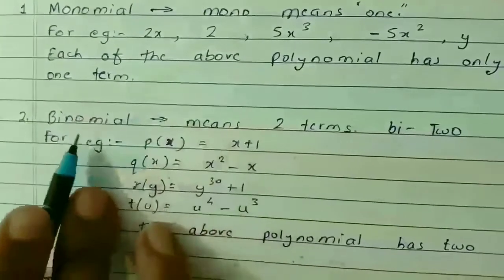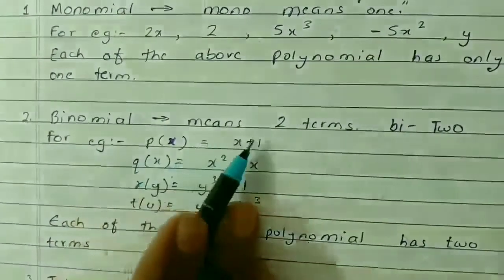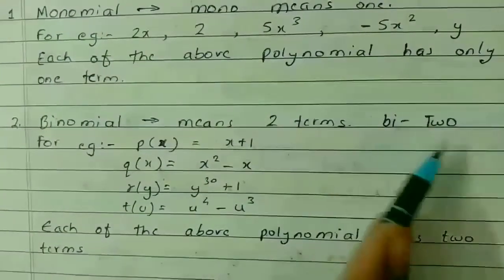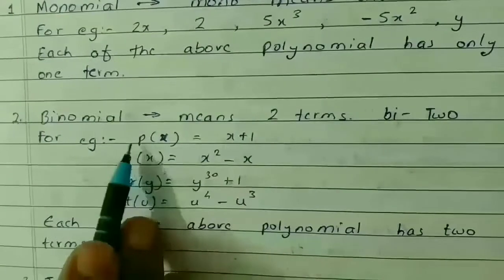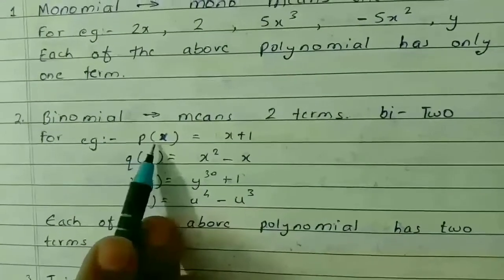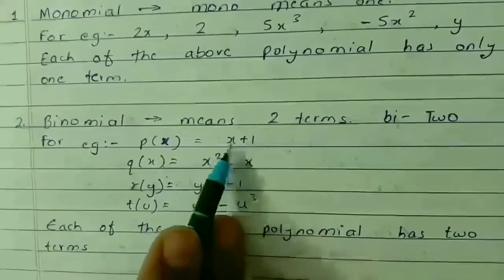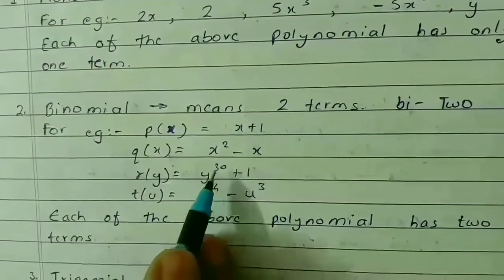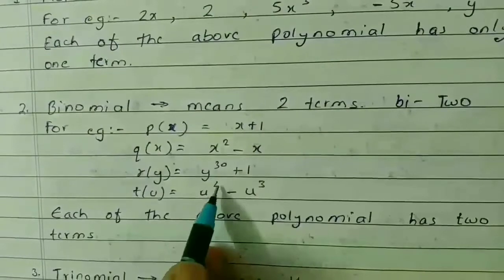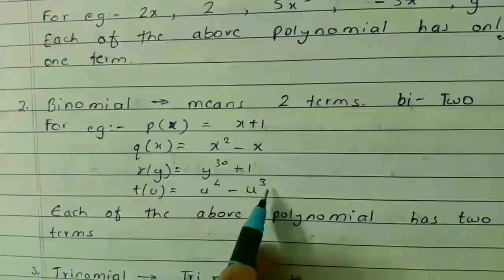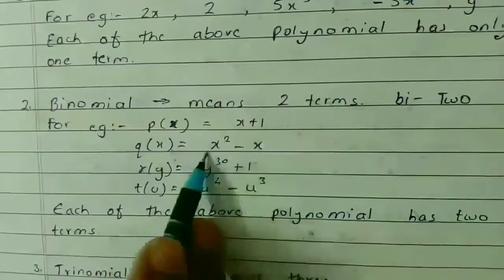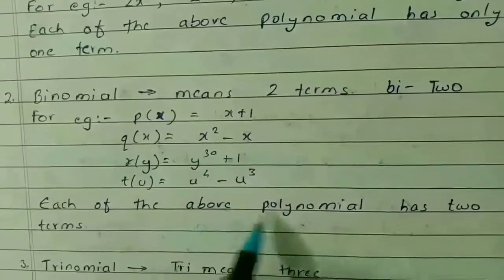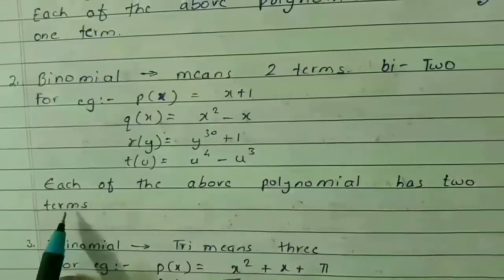Okay? And in binomial, there are two terms. Bi means 2. Suppose px equal to x plus 1, or x square minus x, y raised to 30, or x, y raised to 4 minus u cube. All these have two terms. So it is a polynomial of two terms.